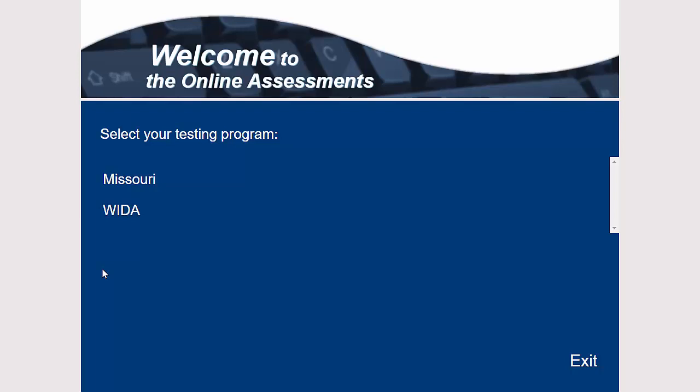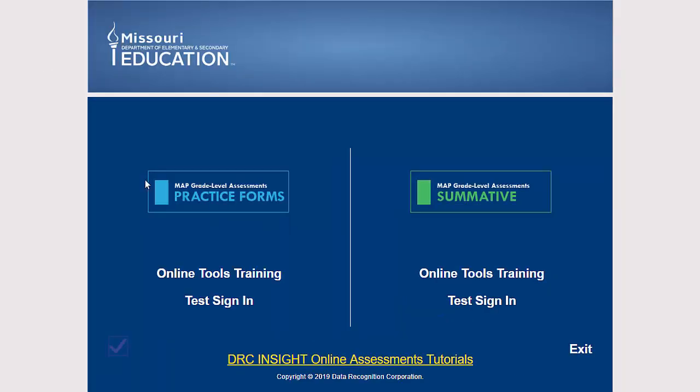This is a short video tutorial on how to access the online tools trainings with the text-to-speech or TTS audio section. So once you've launched the Insight application, you're going to click on Missouri. Once you've clicked on Missouri, you're going to see it's broken up into halves. You've got MAP grade level practice forms, and you've got the MAP grade level assessment summative. You're going to come to this side. You're going to choose online tools training.